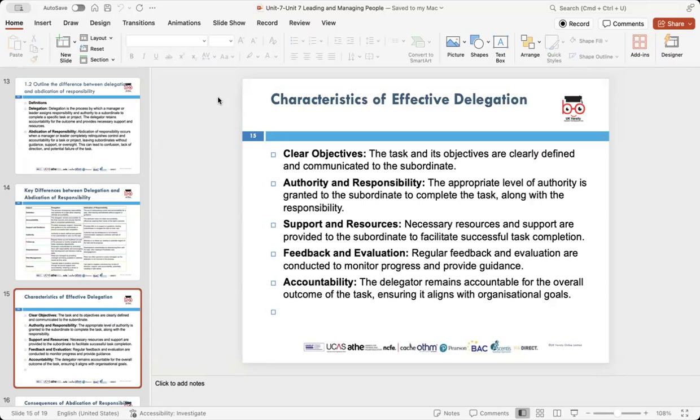Regular feedback and evaluation help monitor progress and make adjustments where needed. Most importantly, the manager remains accountable for the final outcome, ensuring the task meets organizational goals. Good delegation builds confidence, improves team performance, and helps employees develop their skills.